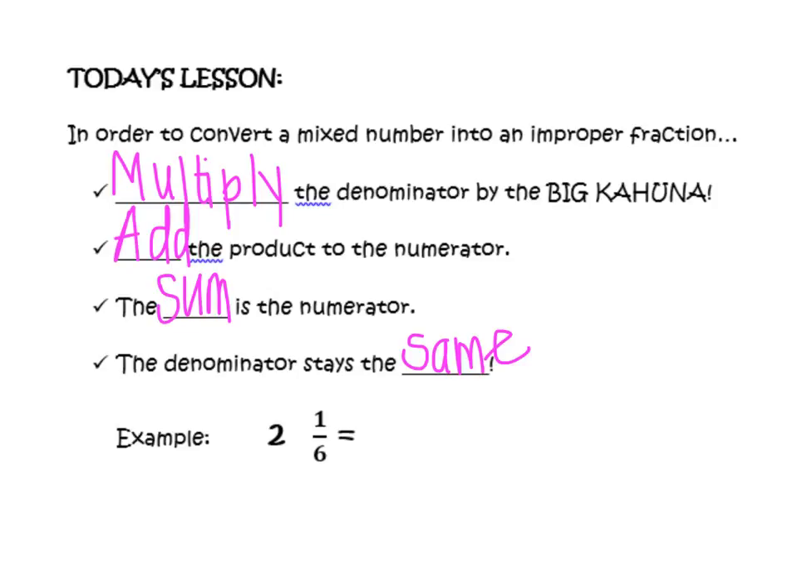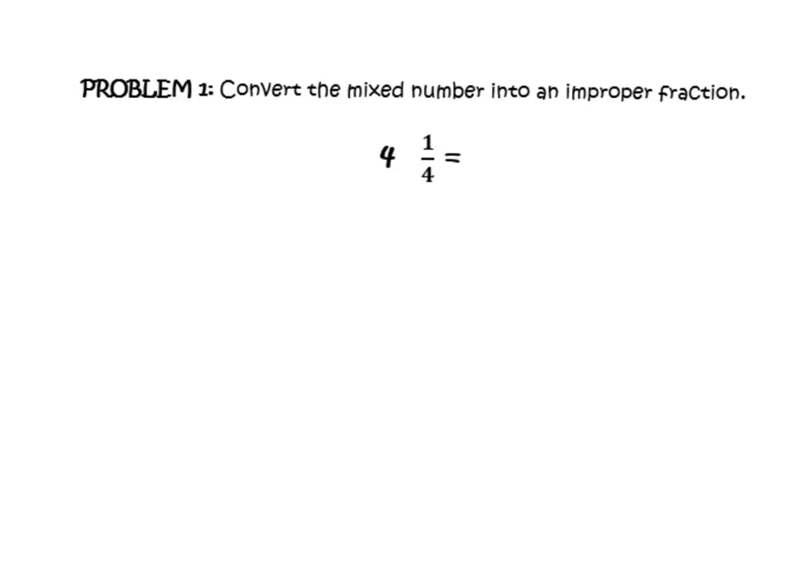Look at the example, 2 and 1/6. We need to multiply 6 times 2, which is 12. Then we're going to add the 1. 12 plus 1 is 13. That's my numerator. The denominator stays the same, so my improper fraction is 13/6.